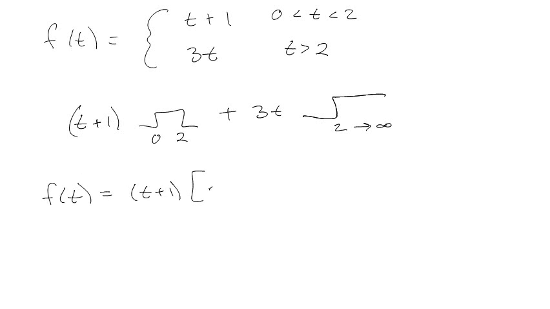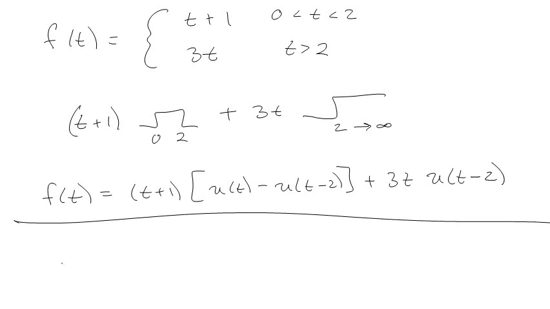Okay, so another way to write this function is to say t plus 1 times u of t minus u of t minus 2, plus 3t times the unit step shifted by 2. Oh, sorry, minus sign. Shifted by 2. And that was a really, really long explanation for a rather simple answer, and maybe it's because to me this is always kind of weird, so I really like to over-explain things that I think are weird, but anyway.